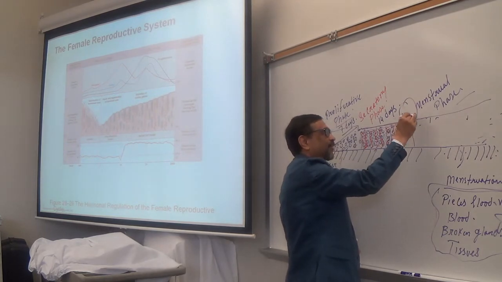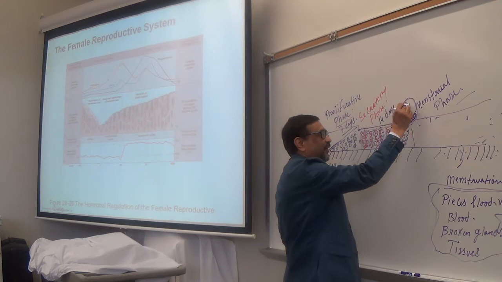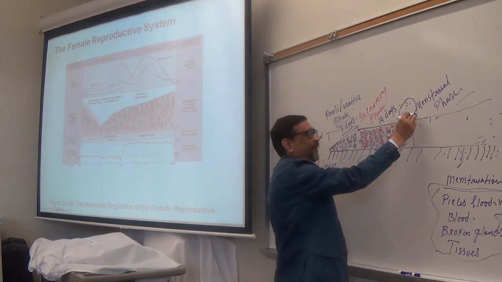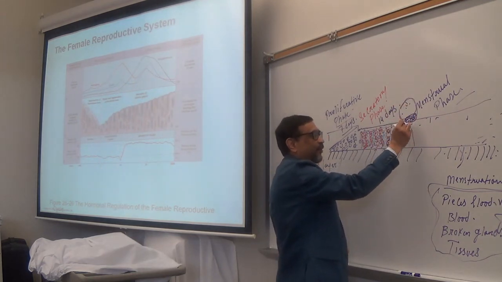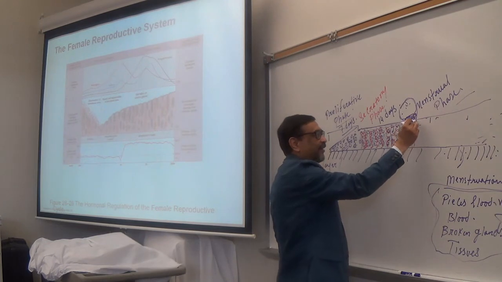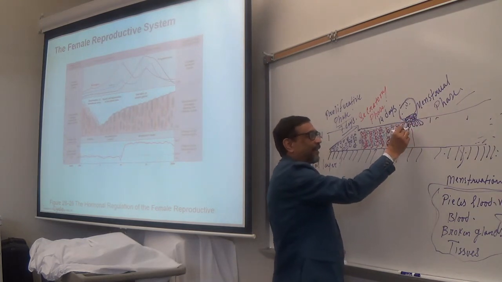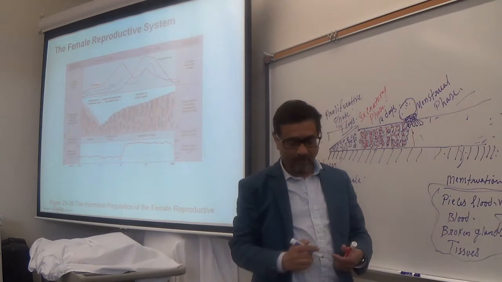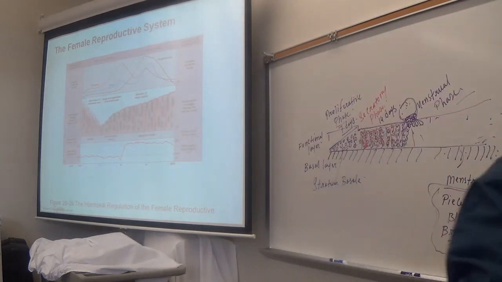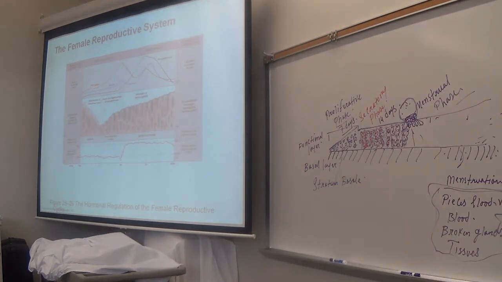And you know that the inner cell mass, this blastocoel is the cavity. And from the inner cell mass, the embryo will be formed. The chorionic villi, like roots, right? The villi will get in, and the placenta will be formed from there, okay? So that is the menstrual cycle.